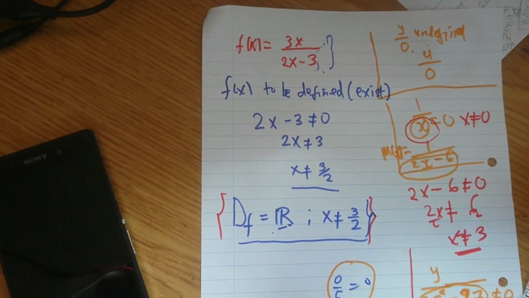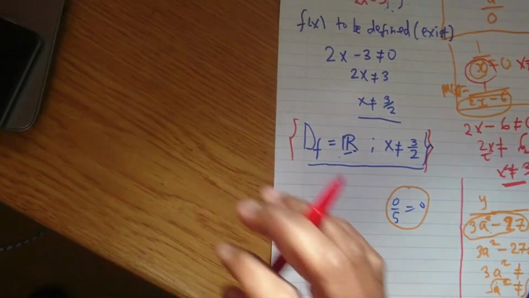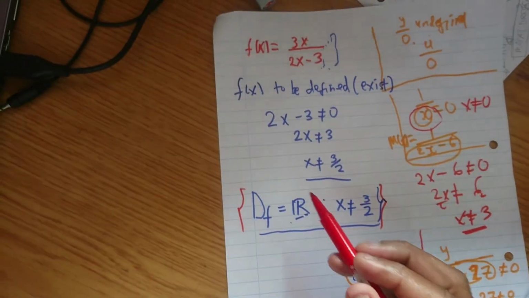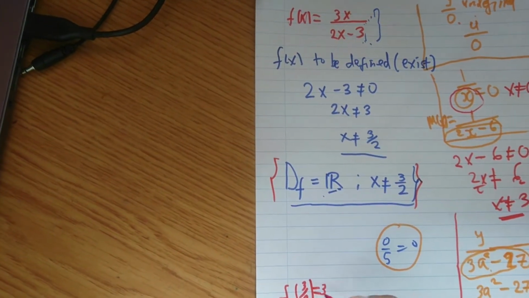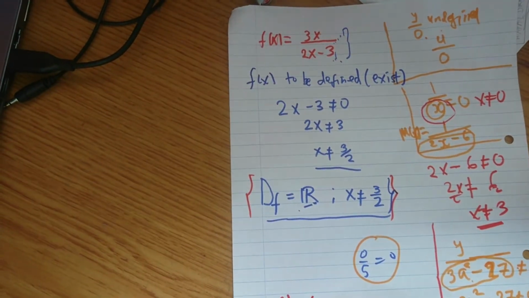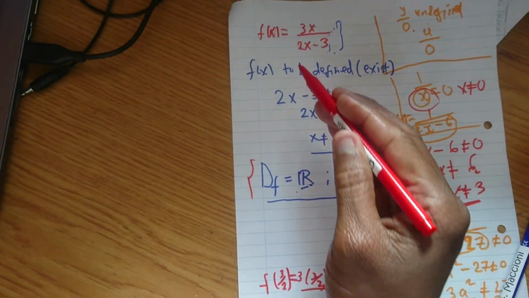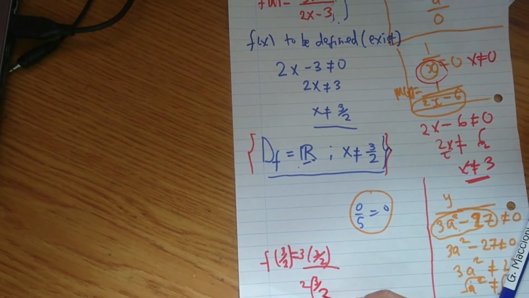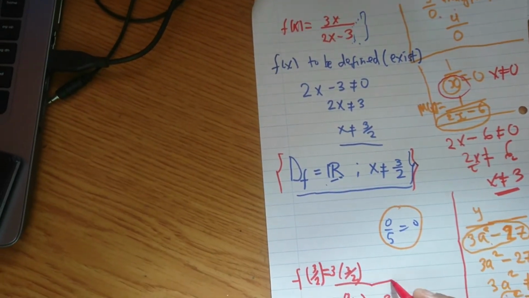Look, what is the x? We say x should not be equal to 3 over 2. Let's put 3 over 2 in now. Let's assume x is 3 over 2, because we just said it should not be equal to 3 over 2. So we plug in here: 3 times x, which is 3 over 2, over 2 times x, which is 3 over 2, minus 3. If it's equal to 3 over 2, what's going to happen?